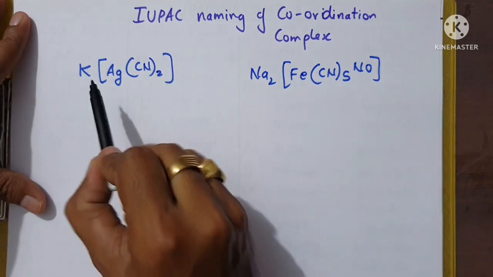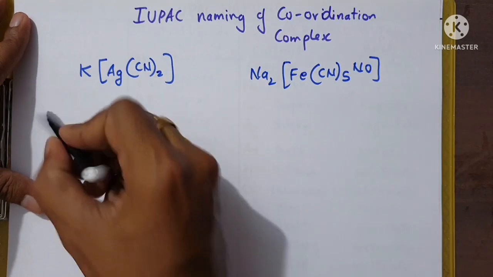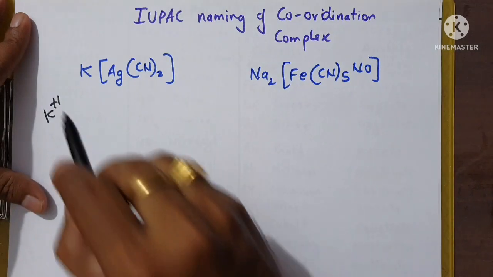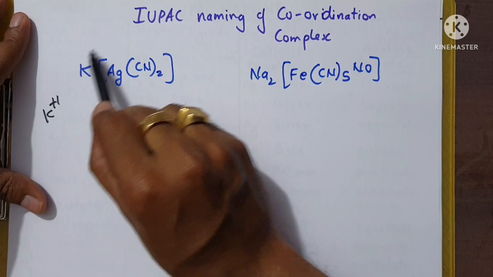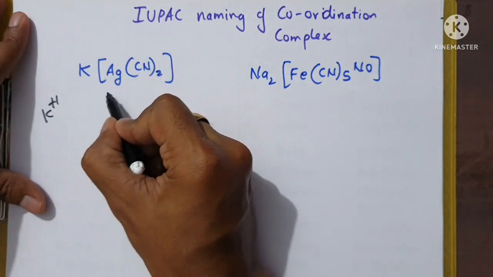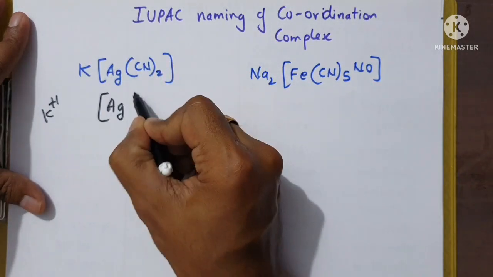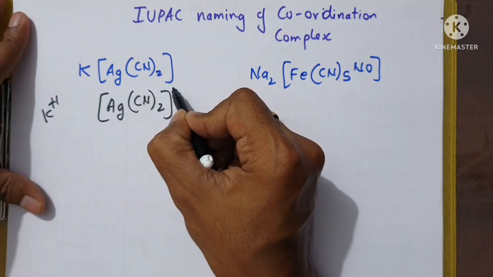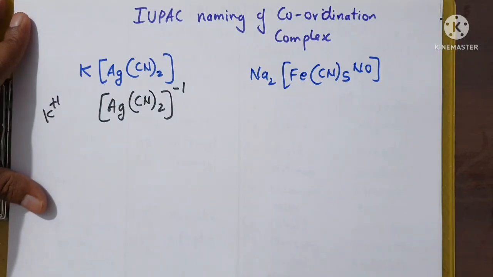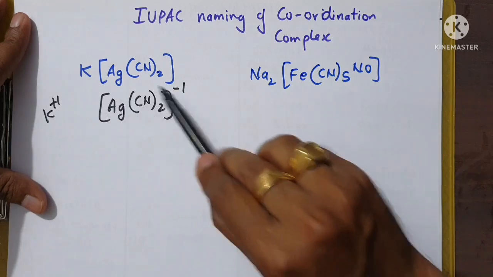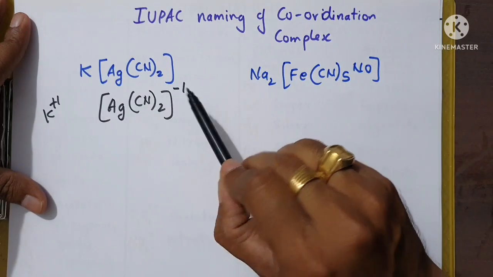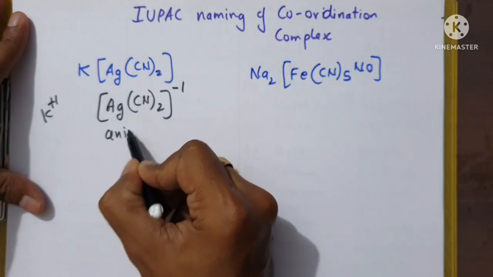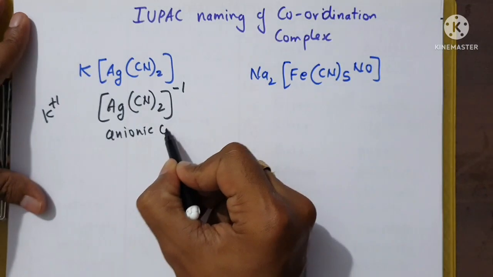You can observe here the potassium. Potassium has a +1 charge. When this +1 charge becomes the overall charge of the complex, then the complex, Ag(CN)2, becomes -1. Because the charge of the overall complex is minus, therefore it is an anionic complex.